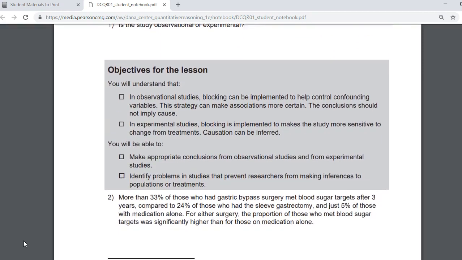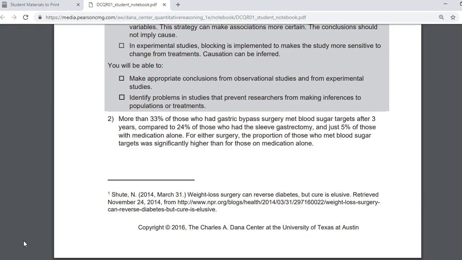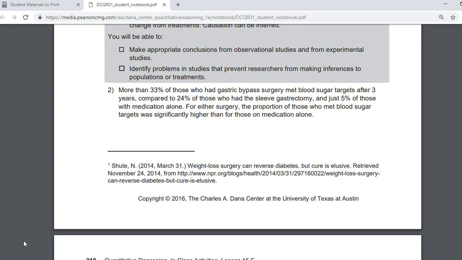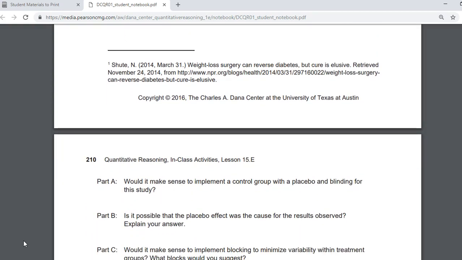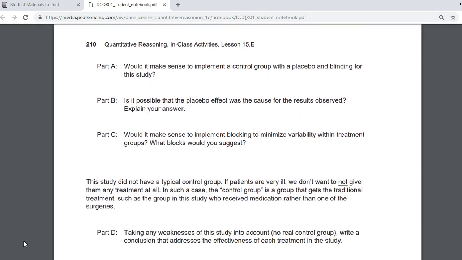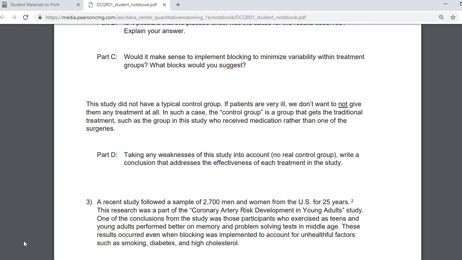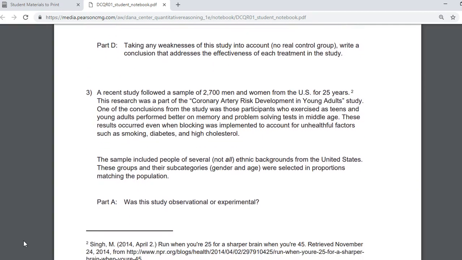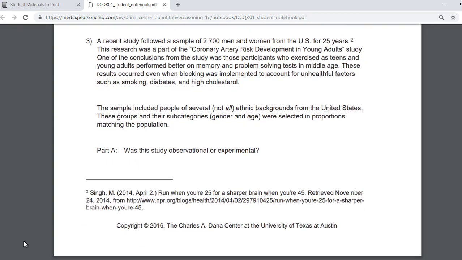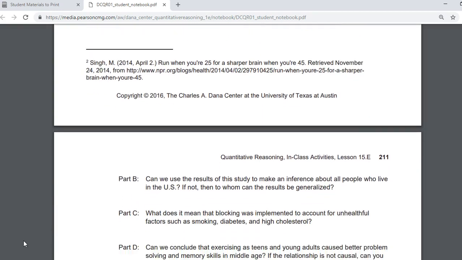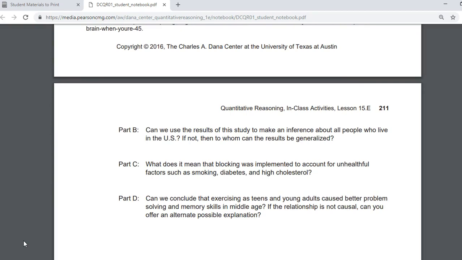And this is the one where we had like a fake placebo, and then we discussed whether we could call it a placebo or not, and whether we could call it even a control and a treatment set of groups. And so go back and look over this study and the things that you wrote in your notes about this study. And even here on this coronary artery risk development, can you identify if it's an observational study or an experimental? Can you write 1 or 2 sentences?